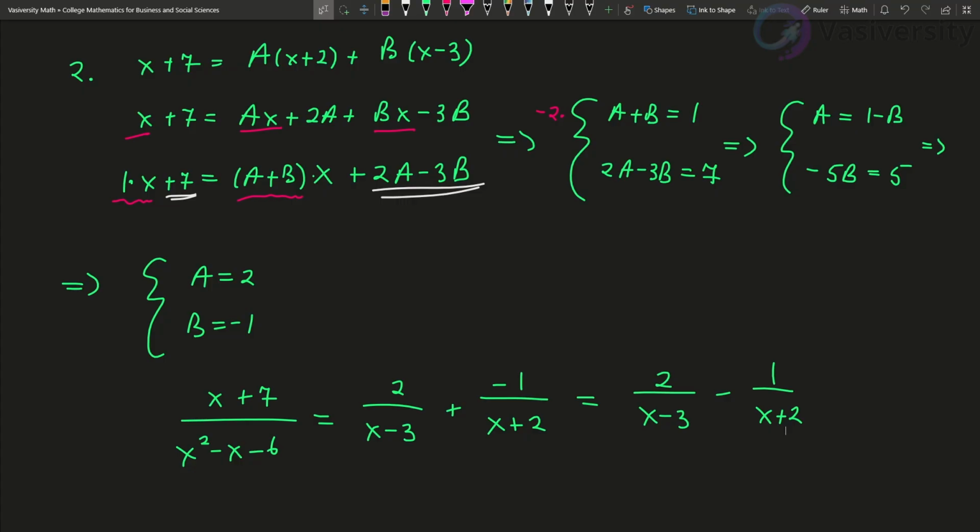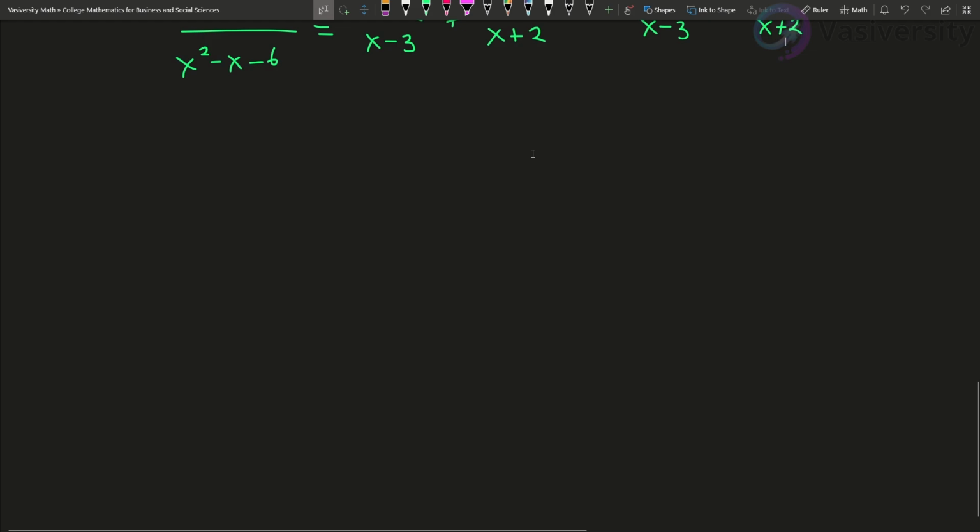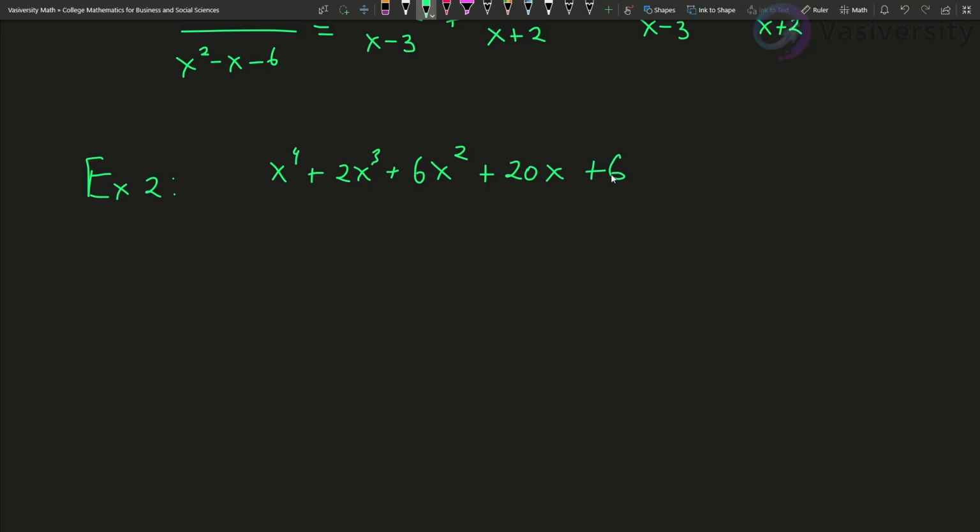Okay, perfect. Now, of course, sometimes we have to work things out in terms of dividing the fractions with synthetic division, and only then applying the partial fraction decomposition. So that's going to be our next example, a little bit more complicated. So let's take a look at example 2. If we have something like x to the 4 plus 2x cubed plus 6x squared plus x plus 6.